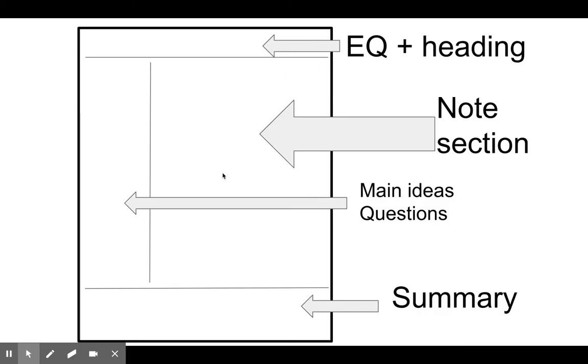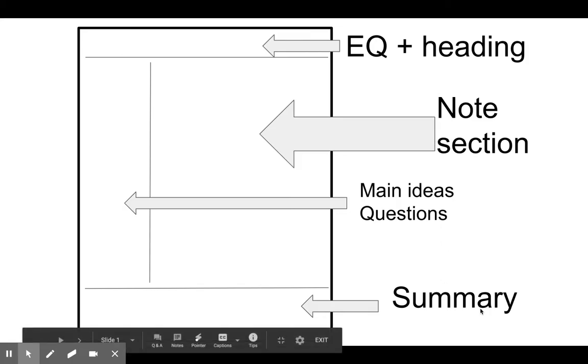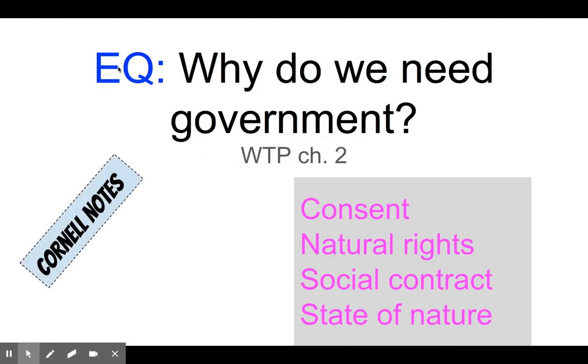So you have your piece of paper clearly labeled with all of these things. The majority of what we're going to be writing right now is in the notes section. So the essential question, why do we need government, from We the People, Chapter 2. You're welcome to read it on your own, but I'm trying to help you out. I'm giving an assist, okay? And here are some terms to know.